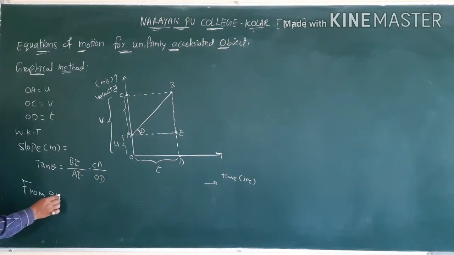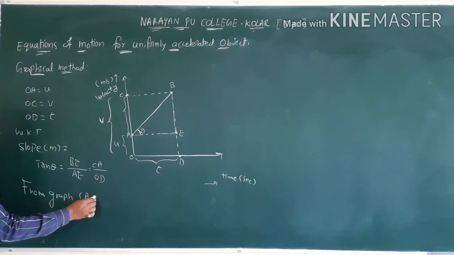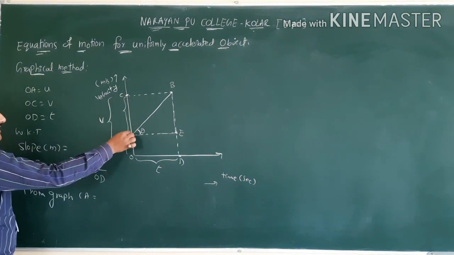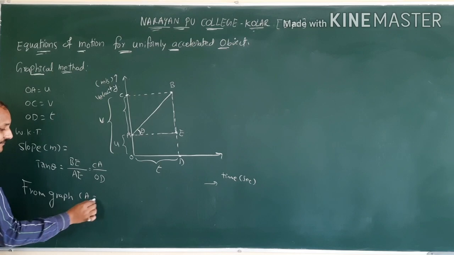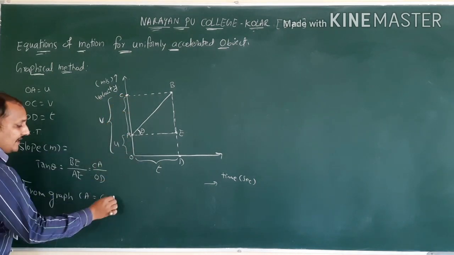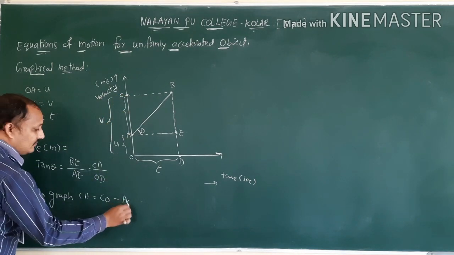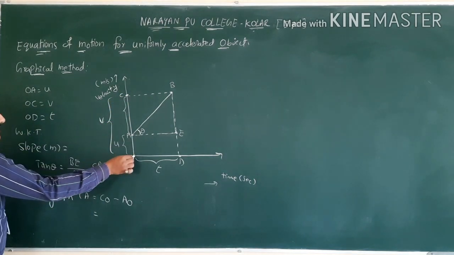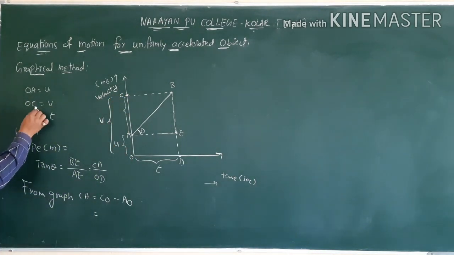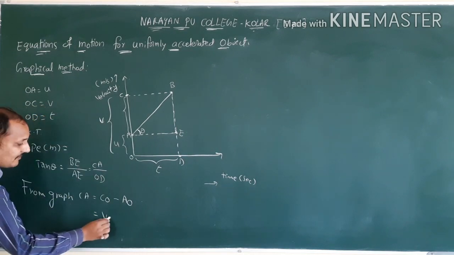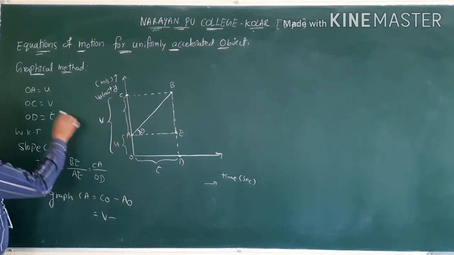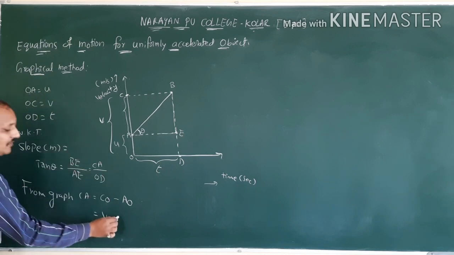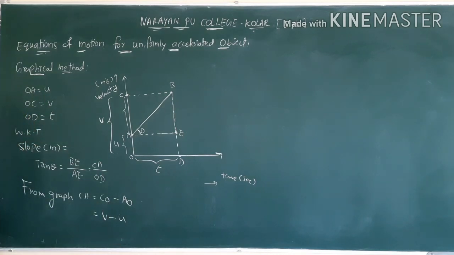From the graph, CA is equal to CO minus AO. What is CO? CO is nothing but V. What is AO? OA, or AO, is equal to U. So CA is nothing but V minus U. OD is nothing but T.